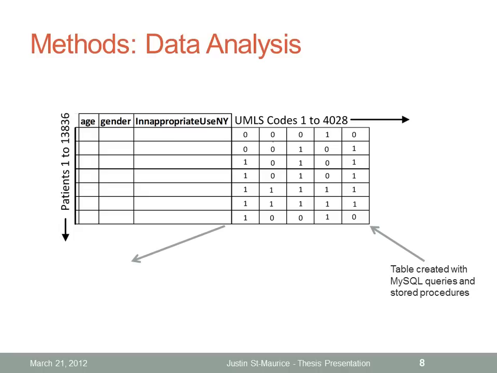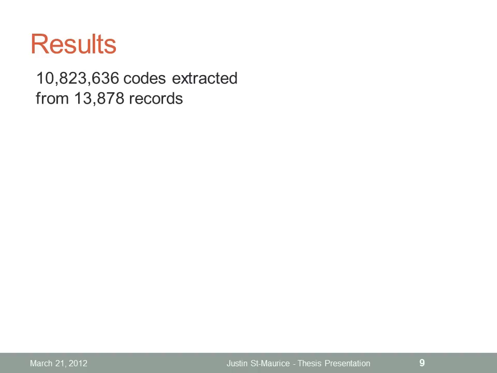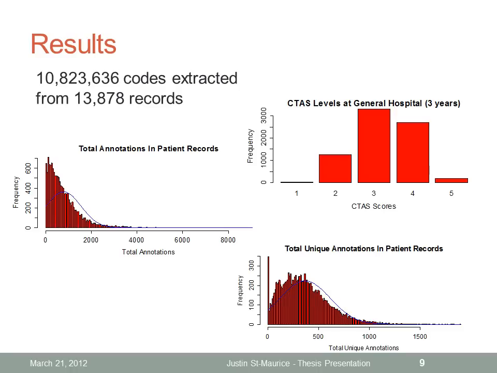So once that table was created in MySQL, it was dumped to a CSV file and analyzed with R, and basically what occurred after that is that this model of inappropriate use and the code, that model was analyzed 4,000 times, and that's how I determined my results. So at the end of the day, for those 13,000 some records, there were 10,823,636 codes that were extracted.